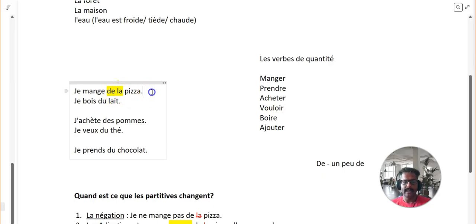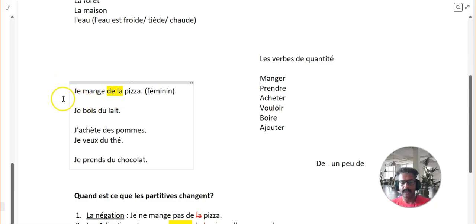And why didn't I contract? Because this pizza is feminine. That's why I didn't say du pizza. Next is a partitive sentence with the verb boire: je bois du lait. I didn't drink a bottle of milk or a packet of milk, I just drank some milk. So for some milk in French, we use the partitive to say that: je bois du lait. Lait is masculine, so it is du lait.